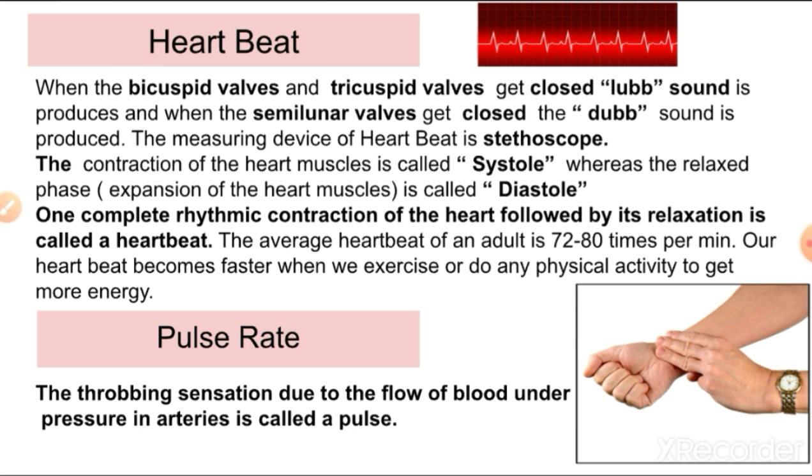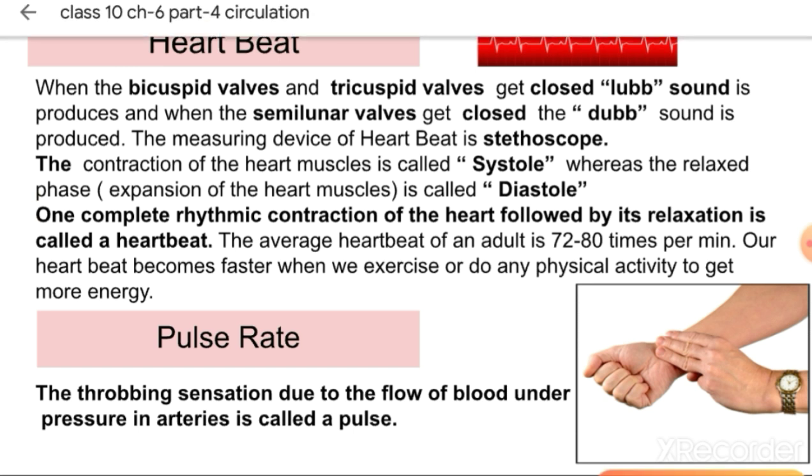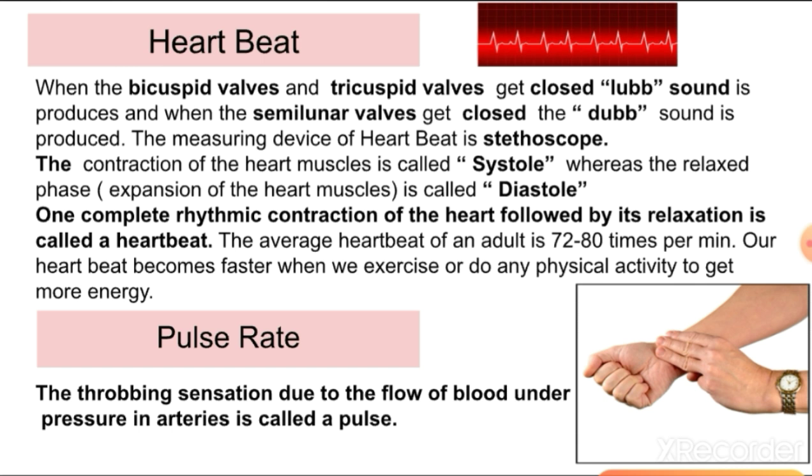Then, the heartbeat. How is the heartbeat produced? We have learned that we have four valves in our heart. When the two valves V1 and V2, known as bicuspid and tricuspid, get closed, the sound of lub is produced. And when the semilunar valves get closed, the sound of dub is produced. So this lub dub sound produces one heartbeat. This lub dub sound is measured by doctors using a stethoscope.